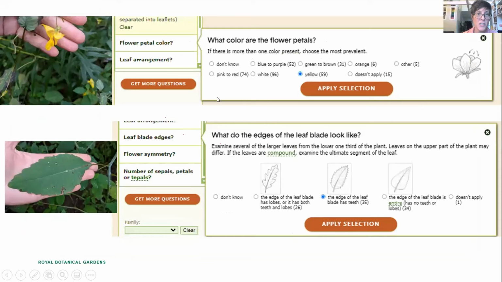I'm going to answer more questions. I'm going to answer what's the flower petal color, because that's really easy. It's yellow, and it takes me down to 59 plants. Apply selection there. And the next question is, what are the leaf blade edges? Again, another one that's really easy to answer for this plant. And if you forgot, it gives you the definitions and pictures. The edge of our leaf has teeth. Apply that selection. We're down to 35 plants.